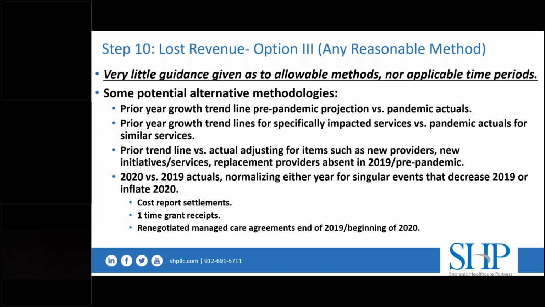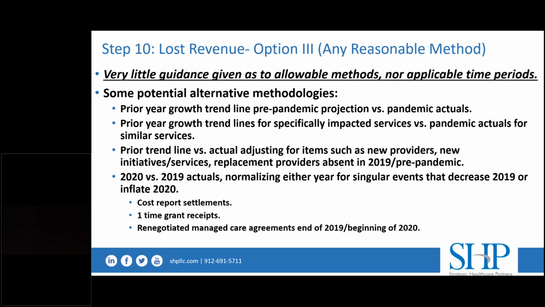Third one that maybe should be thought of is take the prior growth trend line again and apply it to actual, but then adjust for items that might have occurred in 2020 or late in 2019. I have a new provider that started in 2020, or a new initiative or new service that started in 2020 and it's not really pandemic related. To normalize 19 versus 20, I'm going to strip out the impact of that out of 20. Or a replacement provider, for example, where somebody left in 19 and I wasn't able to replace them until 20, to normalize it like that. And then the last one, and again, I'm just scratching the surface here, is to look at 2020 versus 2019 actuals, and then normalize either year for singular events that either artificially decreased 19 or artificially inflated 20.